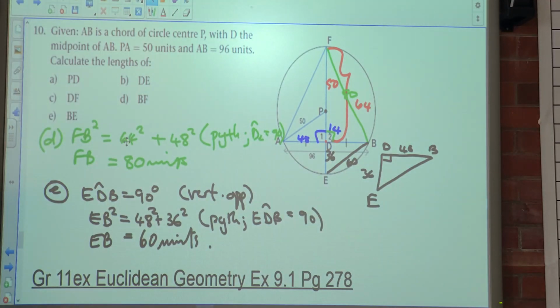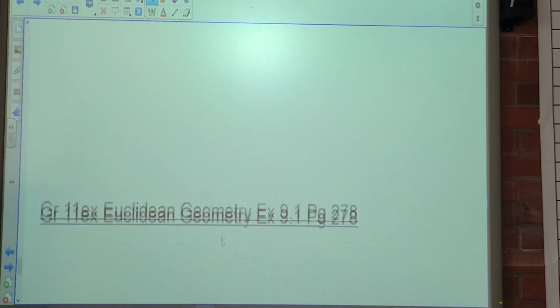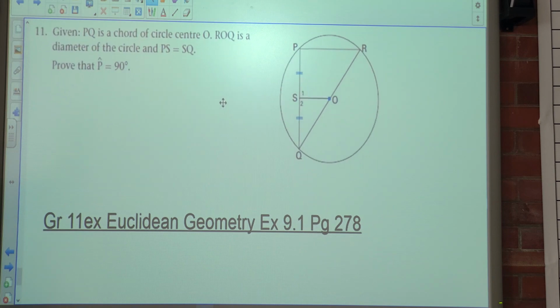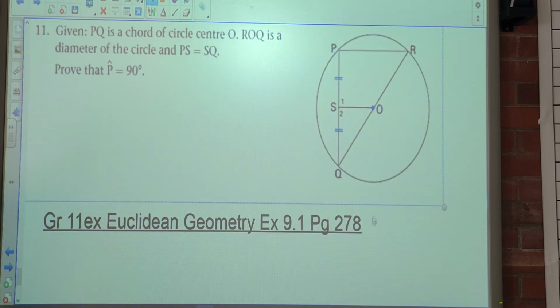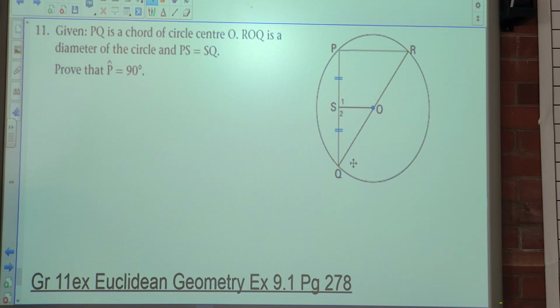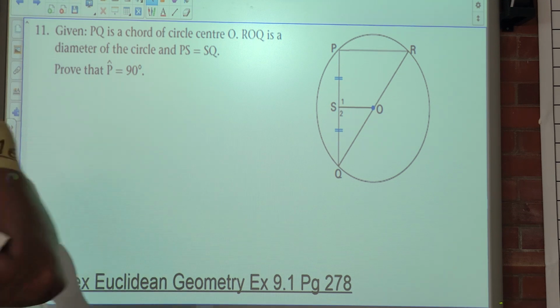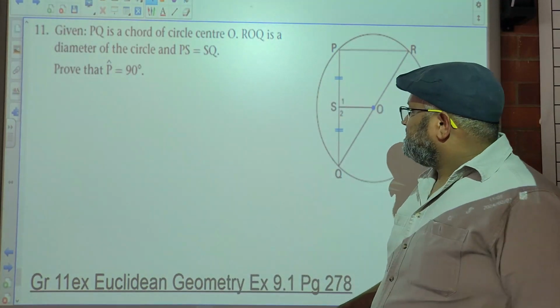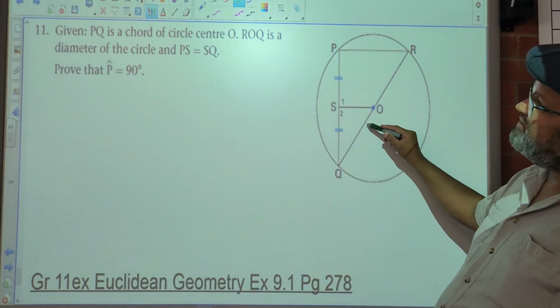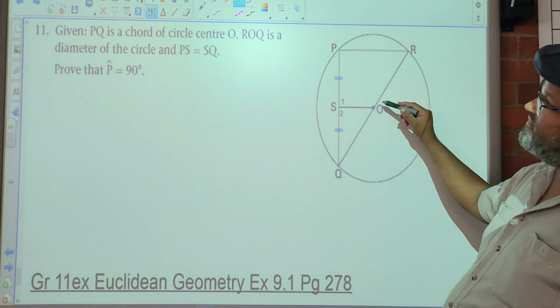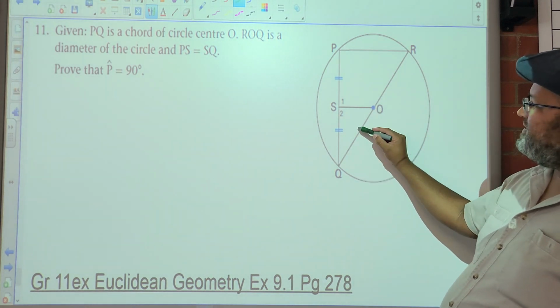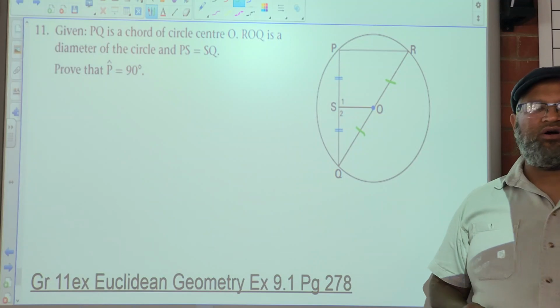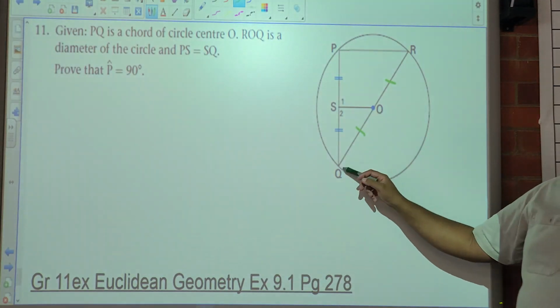Yes. Right, and the last one. It's a good couple of marks on that sum. The last one we are told, now before reading anything here, what does this remind you of? Midpoint theorem. Yeah. So midpoint theorem will probably be used here. Okay. So given that PQ is a chord, if PQ is a chord of circle center O, then what does that mean? That OQ is equal to OR. Why? OQ is equal to OR.